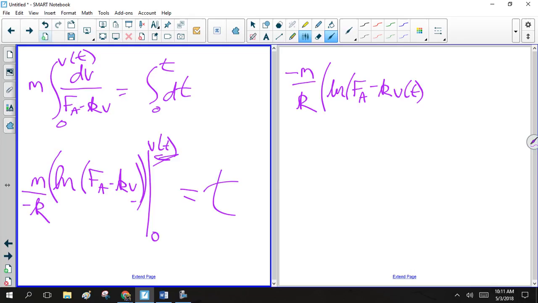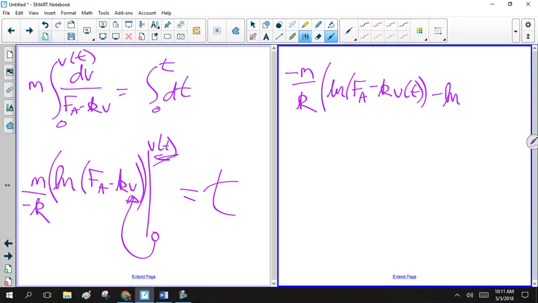Now you got to be careful. Just because this is 0 doesn't mean I get 0 when I plug it in, right? So you actually have to plug 0 in for v and see what you get. So you're going to get the natural log of FA, right? So minus the natural log of FA.